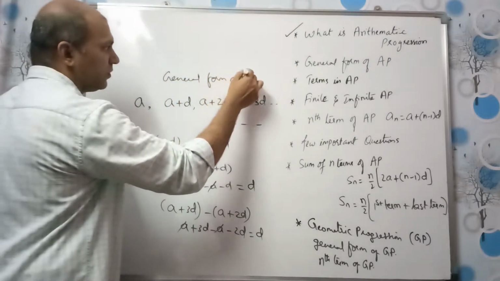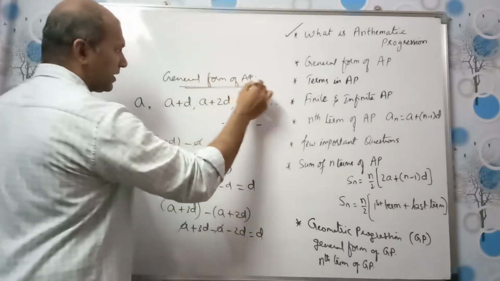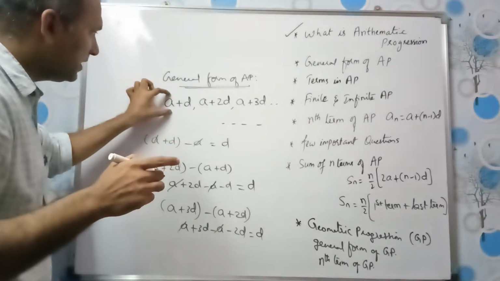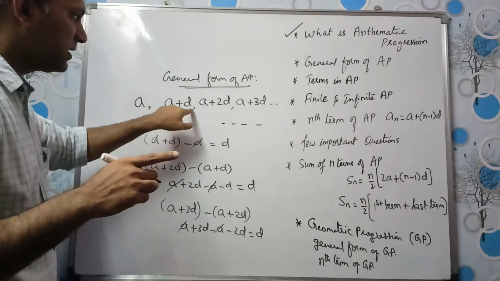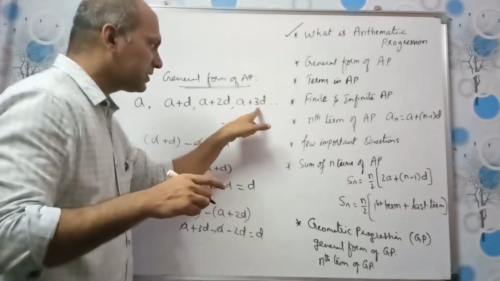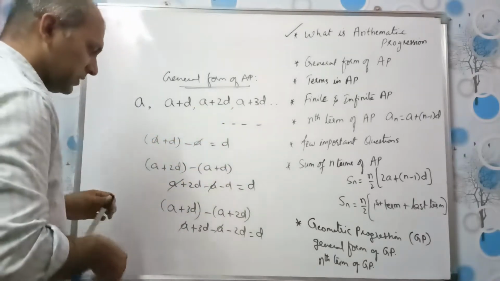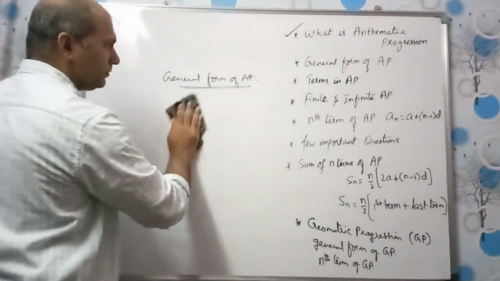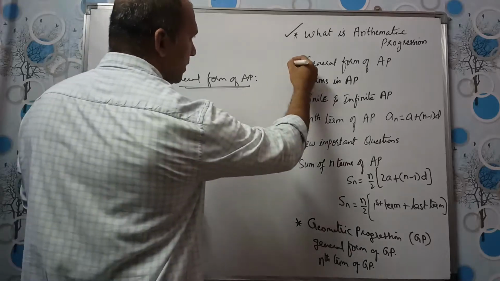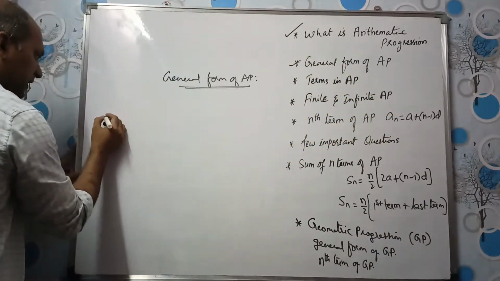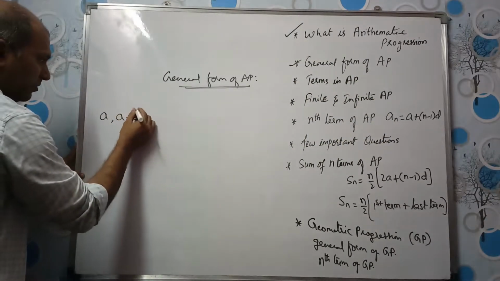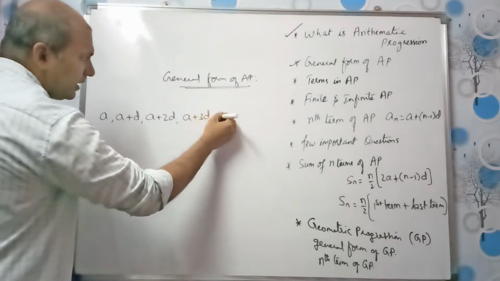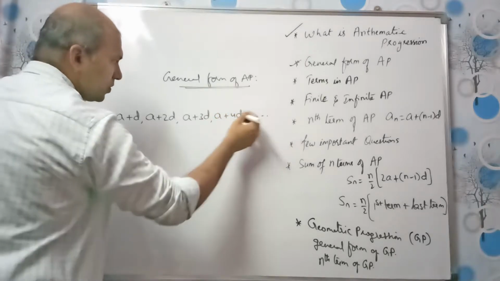General form of AP. A is the first term. A plus D is the second term. D is the common difference. A plus 2D is the third term. A plus 3D is the fourth term, and so on. Let me write this again. We learned what is the general form of AP. A plus D, A plus 2D, A plus 3D, A plus 4D, and so on.